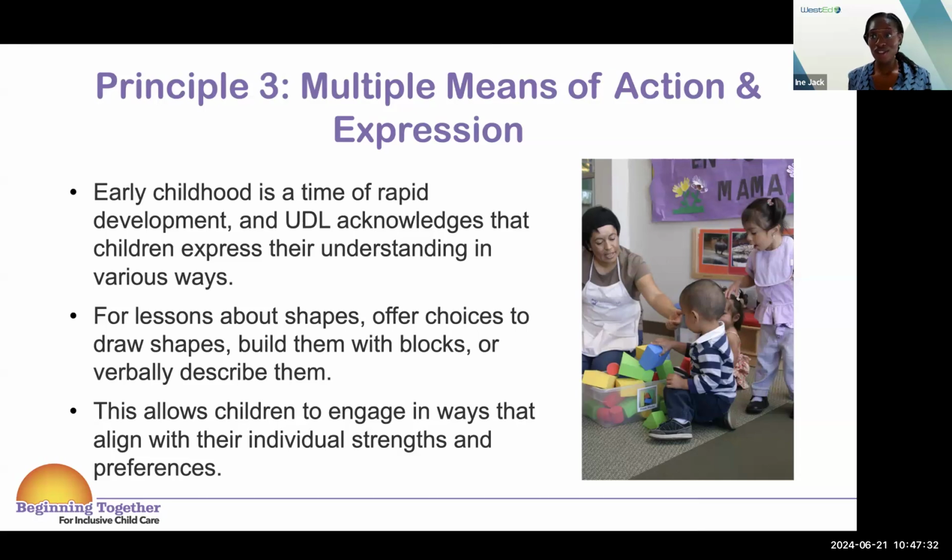So the final principle is the principle of action and expression. Sometimes it's called the principle of demonstration, depending on which organization you're looking at or talking to, but it's really focused on how children understand concepts and then express it back to you.